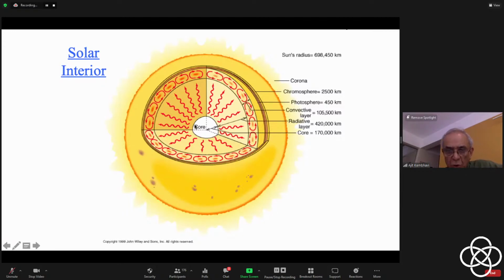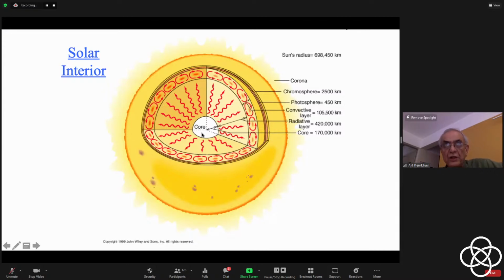Because it is so hot in the center, you can have nuclear fusion going on. As you know now, and what you don't know will be taught to you during this course, because the temperature is so high, the hydrogen which is present there is getting converted to helium. And in the process, energy is released. So that energy keeps going out. And that is how we can exist here on the earth, because of the energy which is coming to us from the interior of the sun.